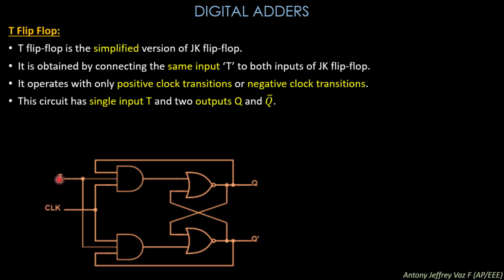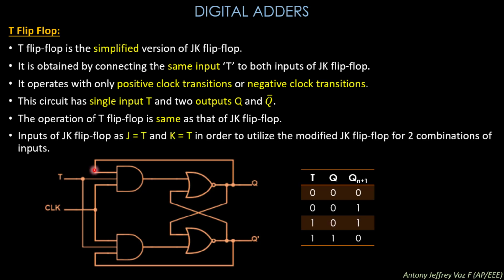So you have only one input which is T and there are two outputs which are Q and Q bar. The operation of the T flip-flop is the same as that of a JK flip-flop. So both the T and JK flip-flops are the same. You may see the J and the K are short circuited so that J is equal to T and K is equal to T.